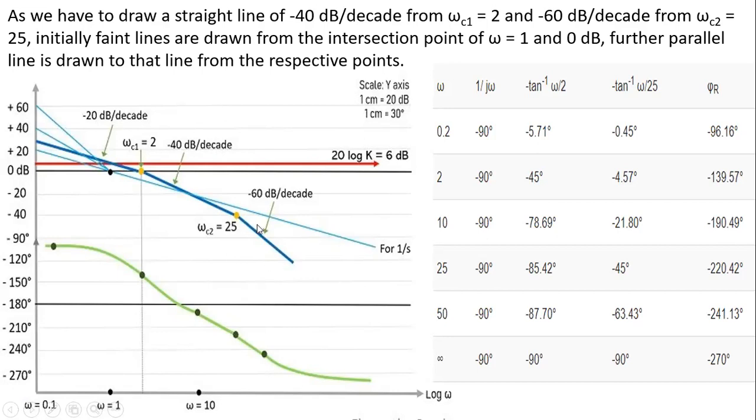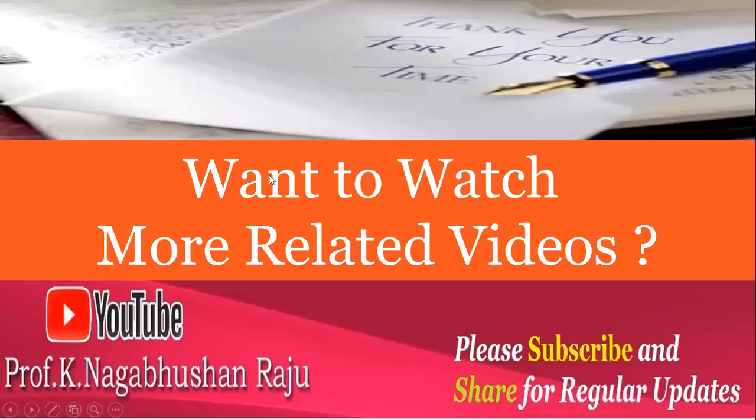So this is exactly what we are seeing about the desired plot sketched for the given transfer function of the control system, which represents the magnitude as well as the phase angle against the logarithmic frequency. So this is exactly what we do for plotting or drawing the Bode plot using the transfer function. So hope that is clear.